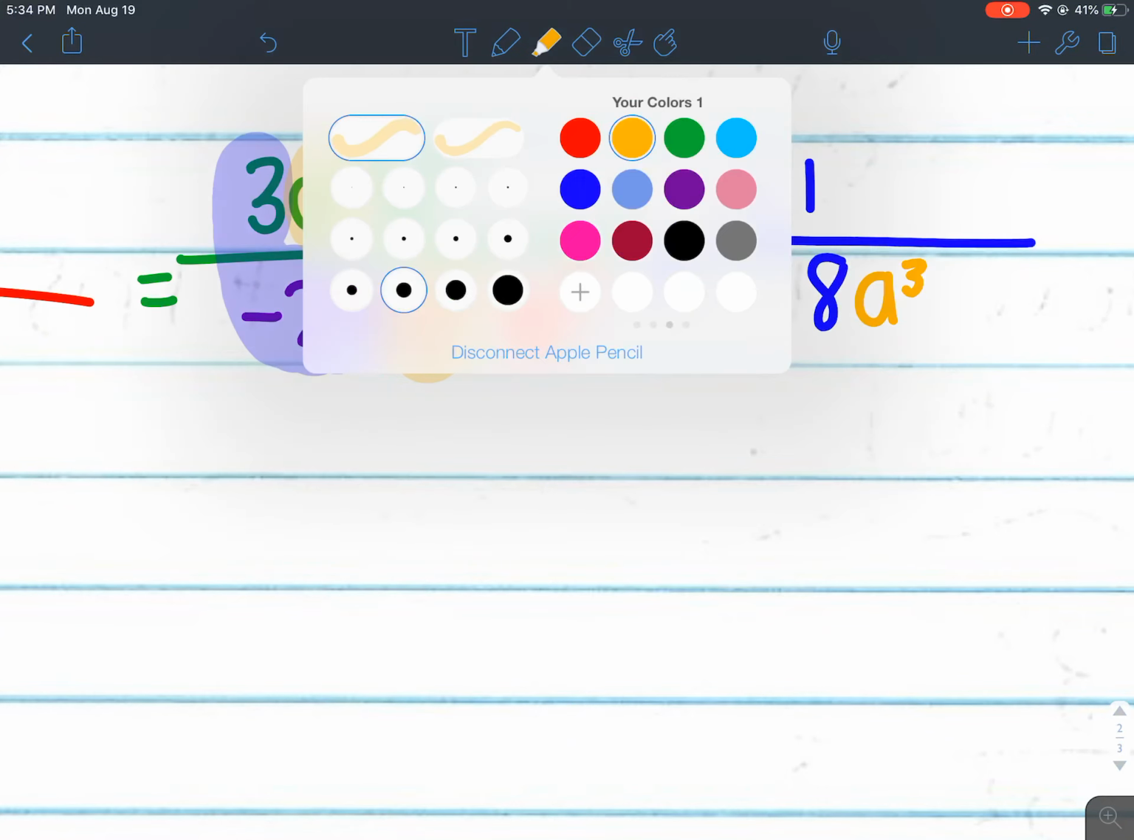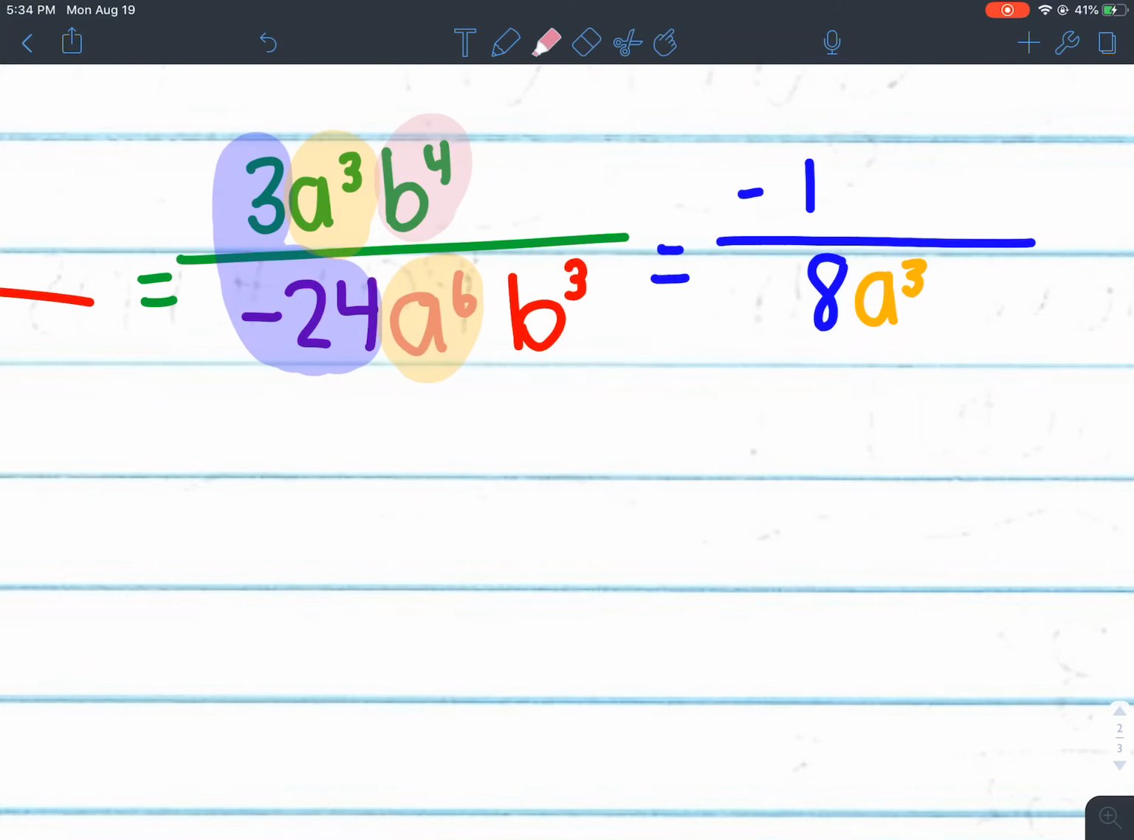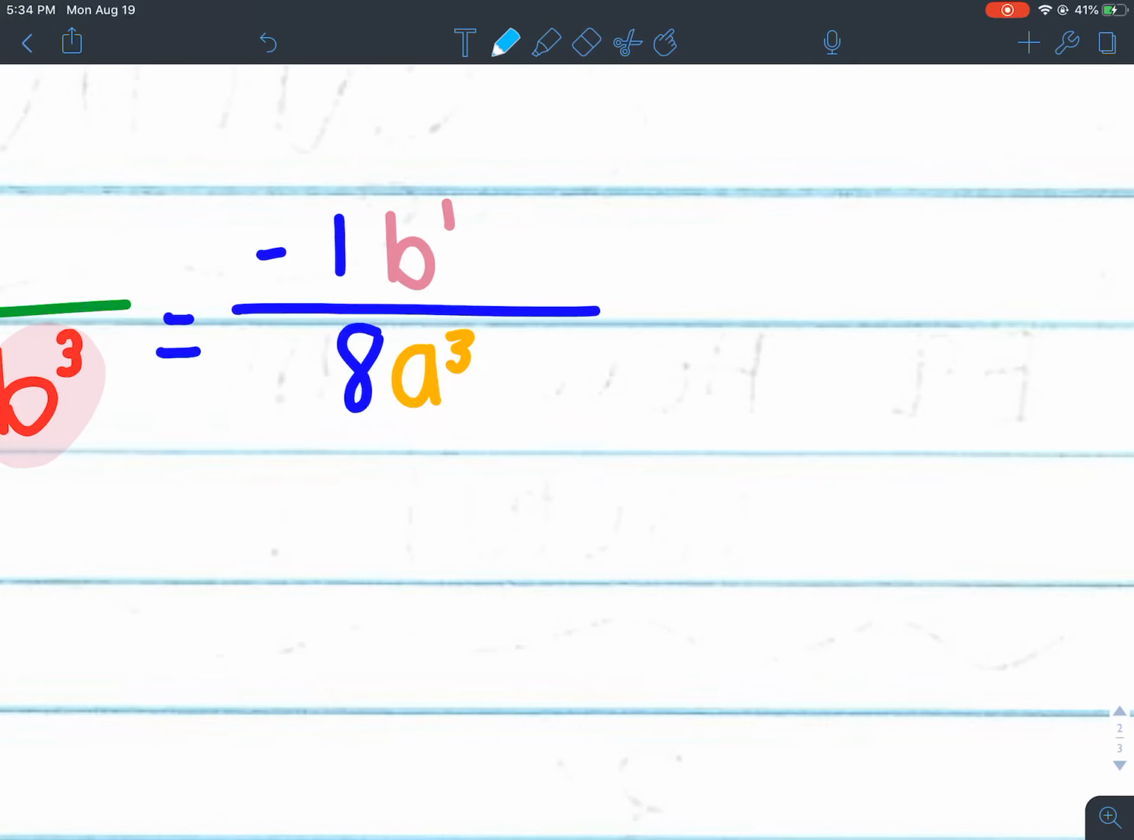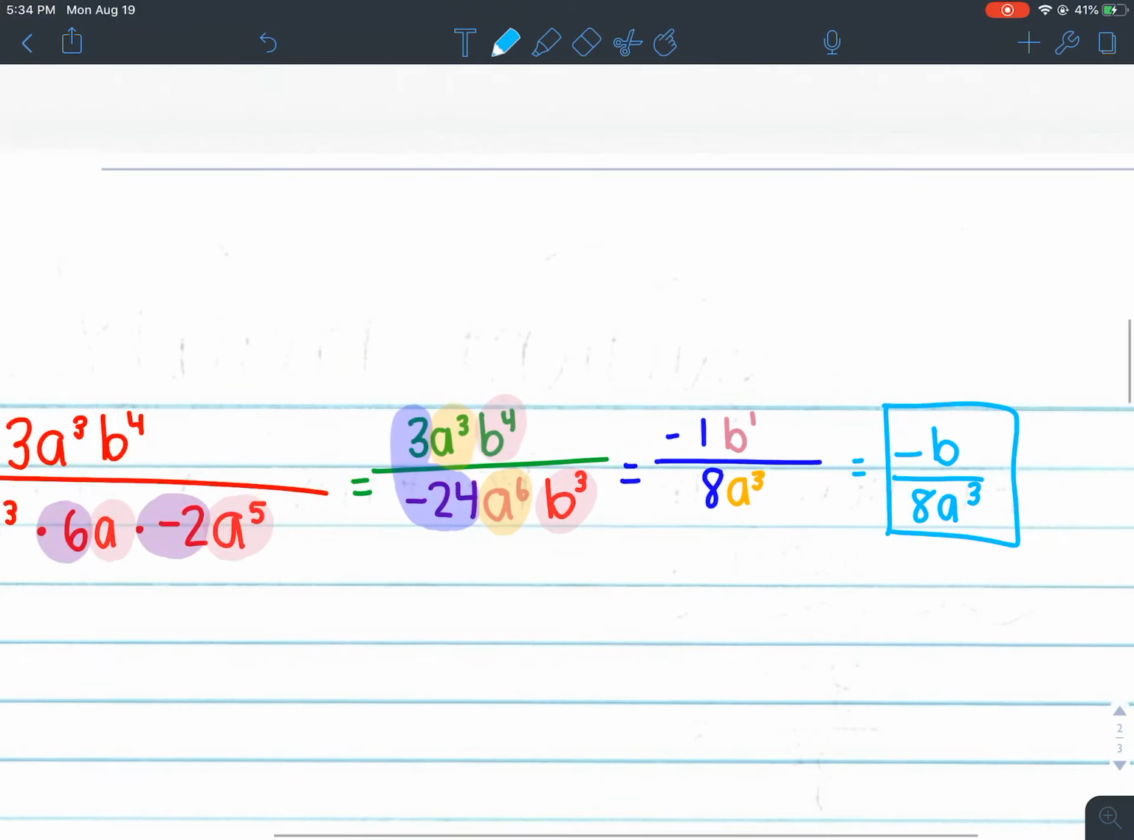And then next, I'm going to do the b's. I'm going to simplify those. So I have b to the 4th and b cubed. There's more b's in the numerator. And that would be only just 1 b more because there's 4 up there and 3 down there. All right, so this is kind of a little bit messy. So if you wanted to really simplify this, this would just be negative b over 8a cubed. So you don't have to write all those extra ones if you don't really want to.